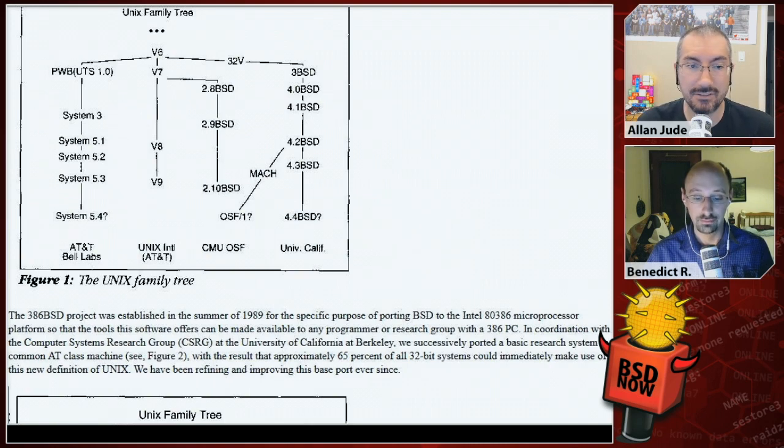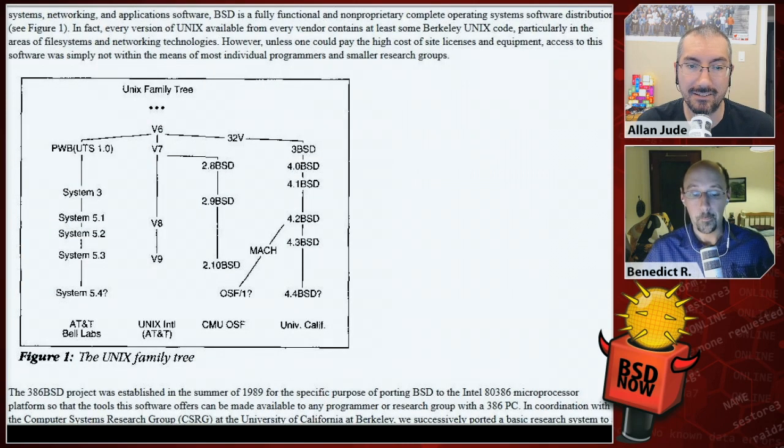In fact, every version of Unix available from every vendor contains at least some Berkeley Unix code, particularly in the areas of file systems, UFS, and network technologies, the network stack. However, unless one can pay the high cost of a site license and equipment access, this software is simply not within the means of most individual programmers and small research groups. And that's where 386BSD comes in.